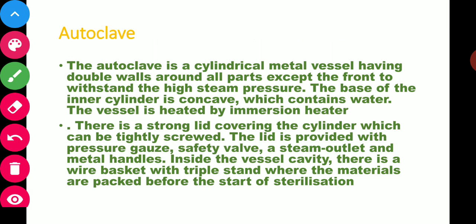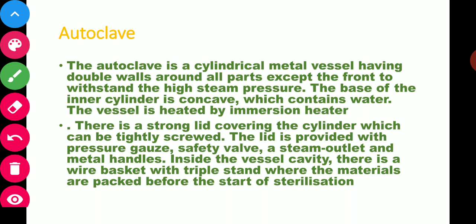The autoclave is a cylindrical metal vessel having double walls around all parts except the front, to withstand the high steam pressure. The base of the inner cylinder is concave and contains water. The vessel is heated by an immersion heater fitted at the base of the autoclave. There is a strong lid covering the cylinder which can be tightly screwed. The lid is provided with a pressure gauge, safety valve, steam outlet and metal handles. Inside the vessel cavity there is a wire basket with a tripod stand where the materials are packed before the start of sterilization.